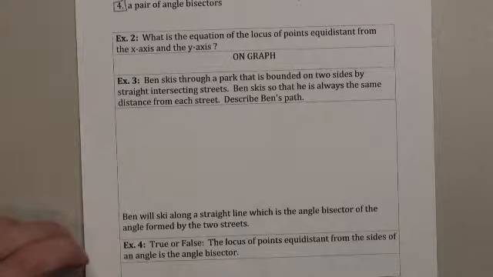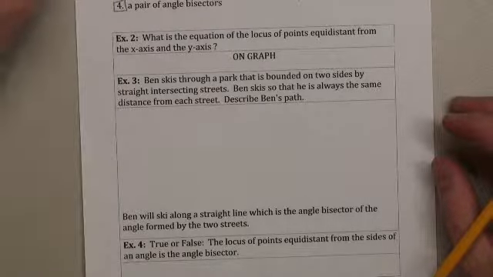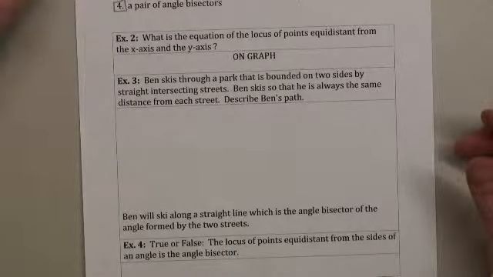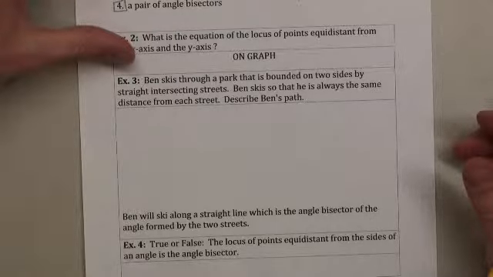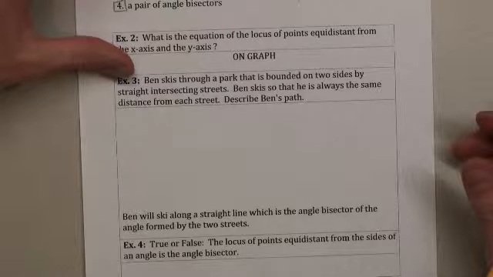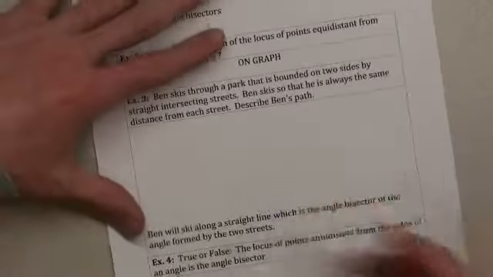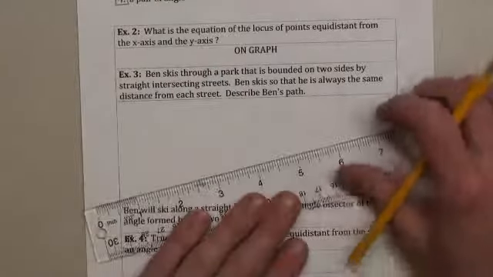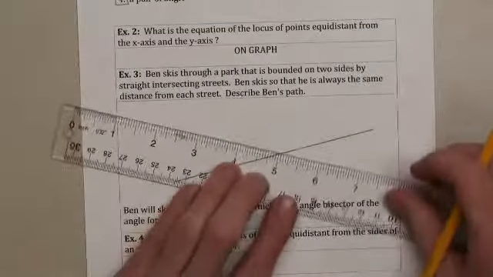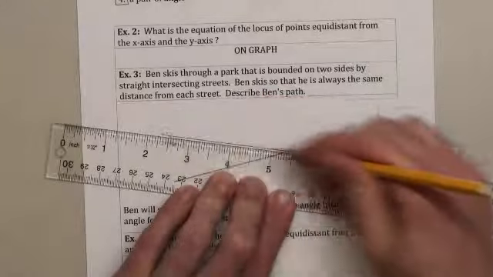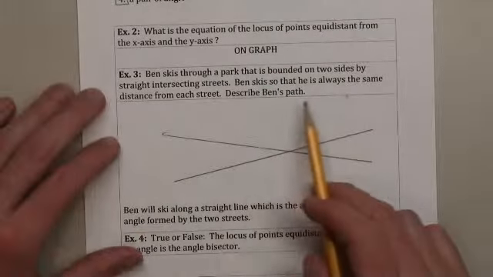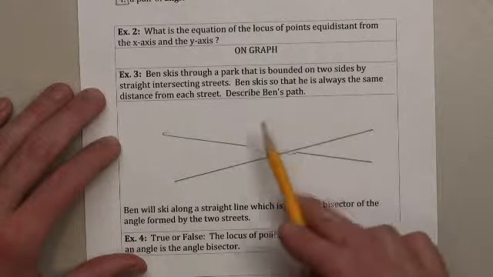Let's look at 3. Ben skis through a park that is bounded on two sides by straight intersecting streets. Ben skis so that he is always the same distance from each street. Describe Ben's path. So this is the same deal. What we have is two intersecting streets. Ben skis so that he is always the same distance from each street.